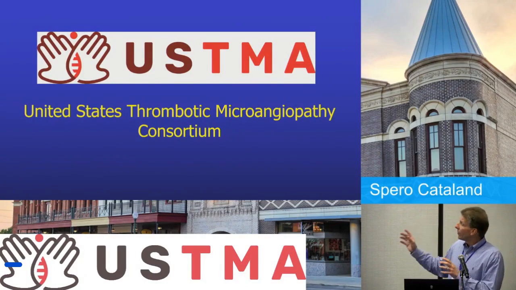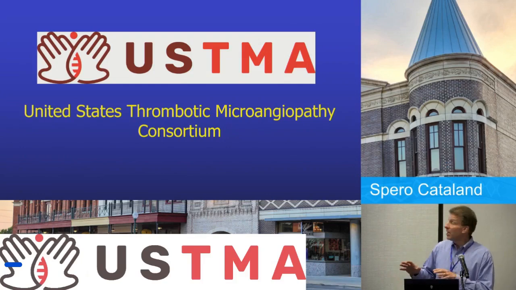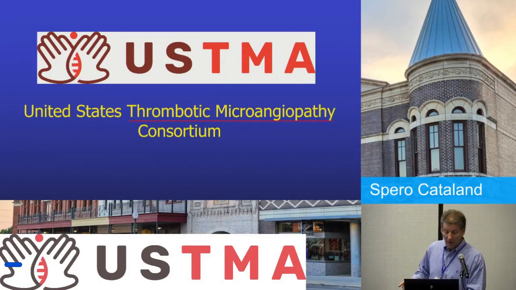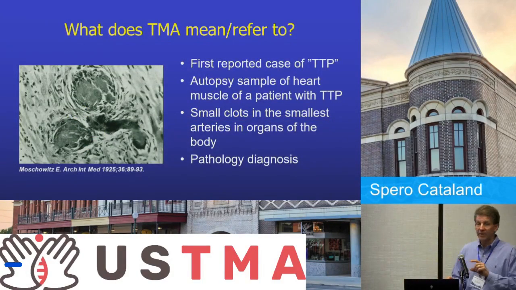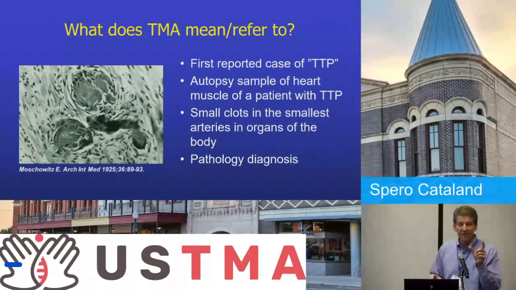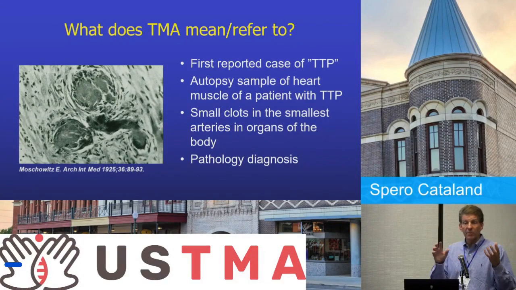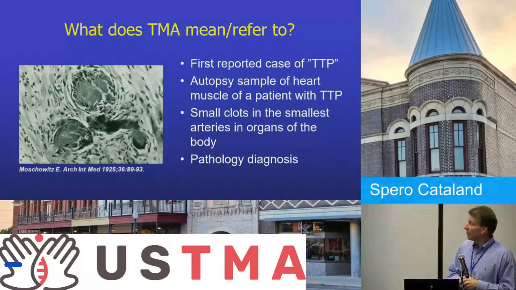The first thing we're going to talk about is this term thrombotic microangiopathy, TMA. People throw it around a lot. We threw it around in the name of our consortium. And why would we pick such a name? You have to remember two things. TMA has a couple of different definitions. One of those definitions is a pathology term used by pathologists when they're looking at, in this case, a heart tissue sample from the very first patient that was diagnosed with TTP.